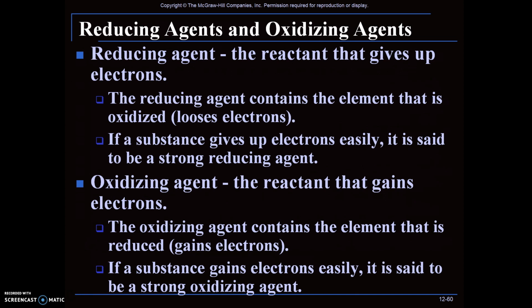Oxidizing agent. The reactant that gains the electrons is called the oxidizing agent, and the oxidizing agent contains the element that is reduced, which gains electrons. If a substance gains electrons easily, it is said to be a strong oxidizing agent.